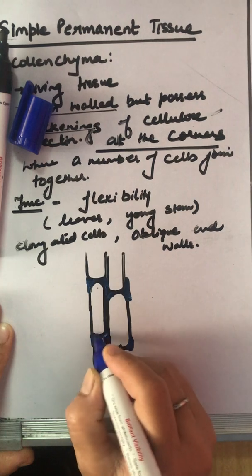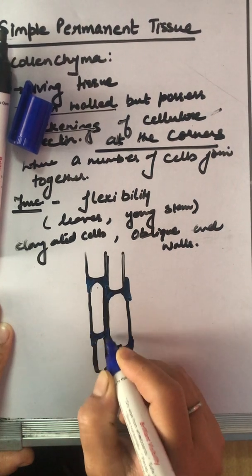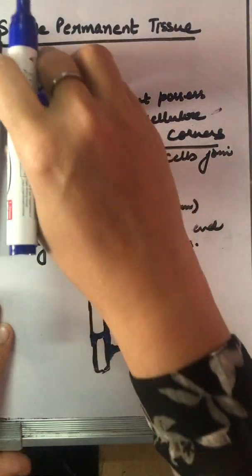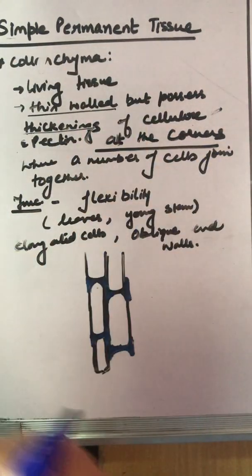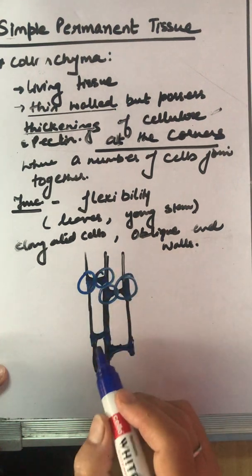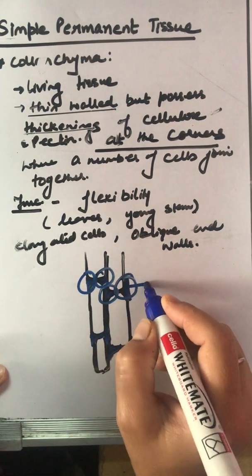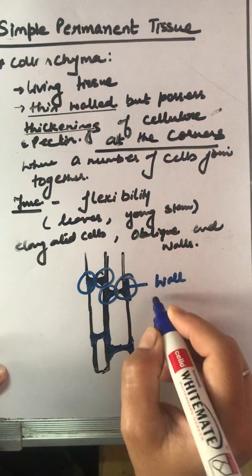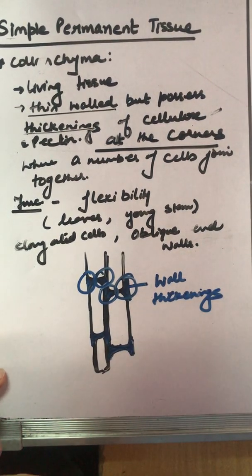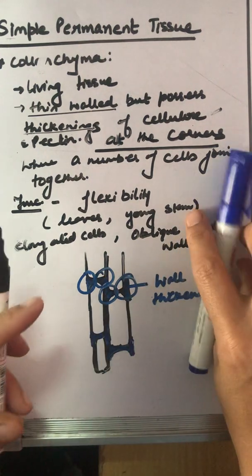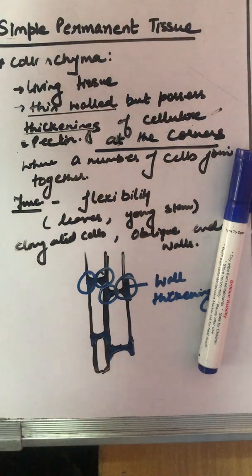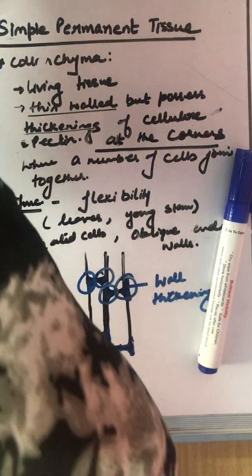If it is clear to you, then good enough. Otherwise, try to relocate where I have marked the thickenings. Here, here, all the corners. These are wall thickenings. Fine. What are these thickenings doing? They are providing it flexibility. It is helping it in bending.